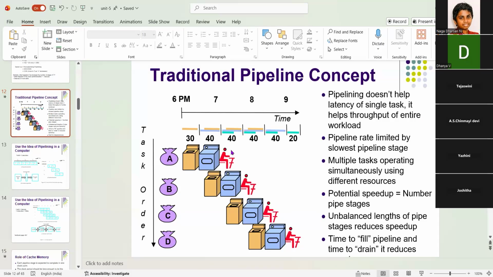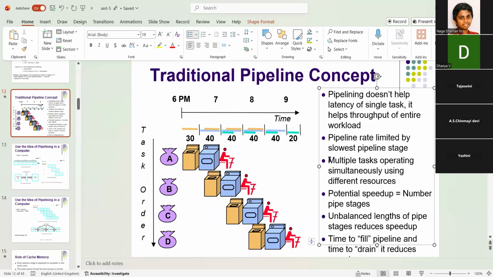So this is 40, and even here it is 40. Let's say this is the highest time that is taking, so that will become the slowest stage in our pipelining. That will be the slowest step, and based on that only, that is our worst case, like how we deal with data structures. So yeah.